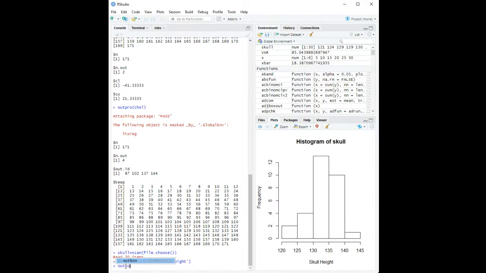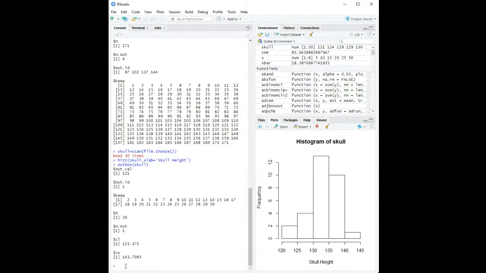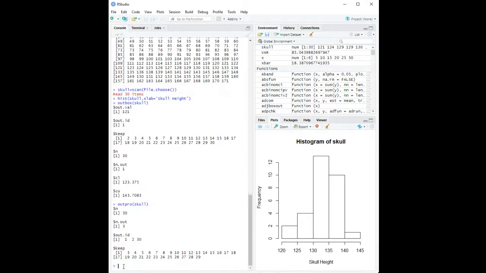So outbox skull. Okay, enter. So that gives you the out values, which is, I guess, just the 1. And now we're going to check the outpro skull. Enter. And 3 are out.